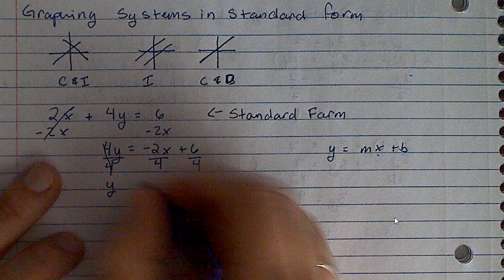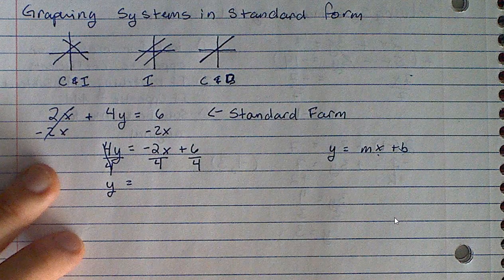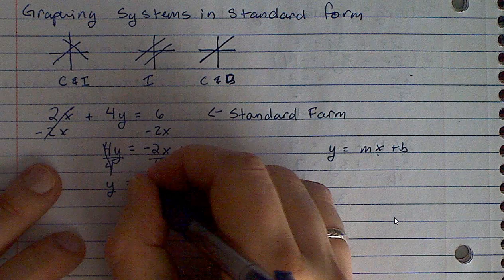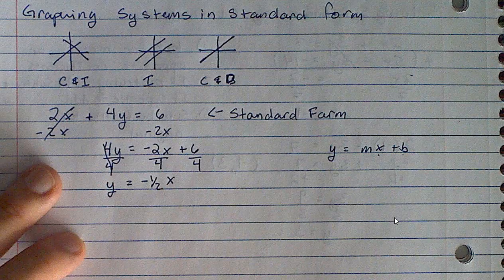Now, negative 2 over 4, what does that reduce to as a fraction? So this is negative 1/2 times x. And then 6 over 4, what does that reduce to as a fraction?